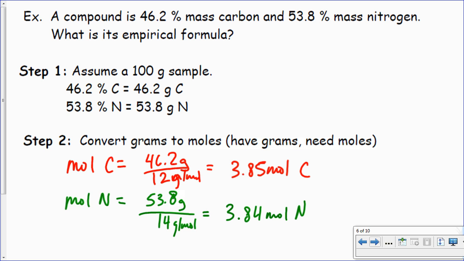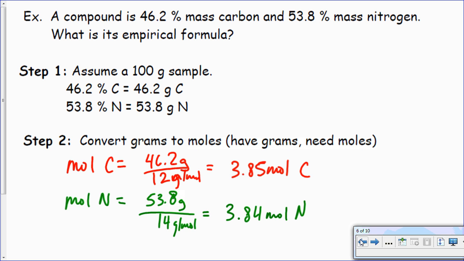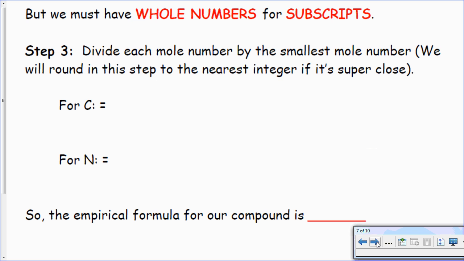So now we go to the third step, which is divide all the numbers by the smallest number of moles. So divide each mole number by the smallest mole number. We will round in this step to the nearest integer if it's super close. So if we check here, 3.85 divided by 3.84, it's pretty much the same thing.